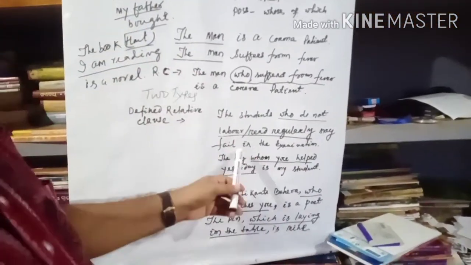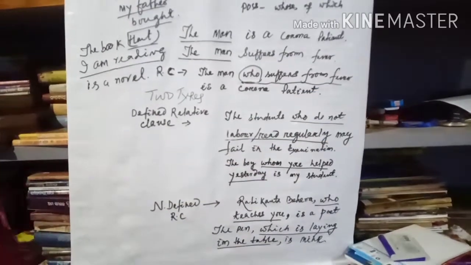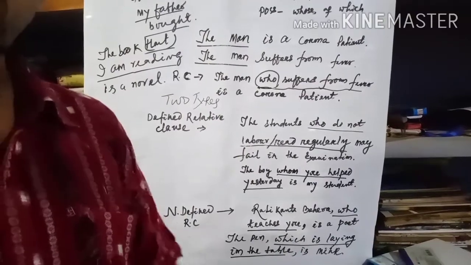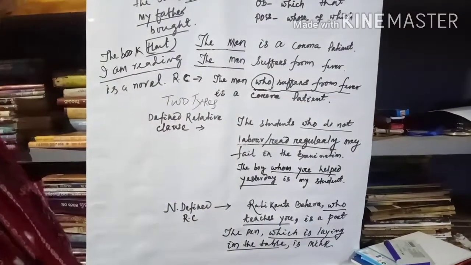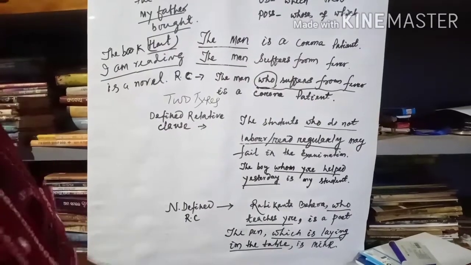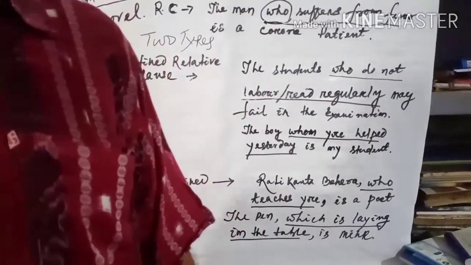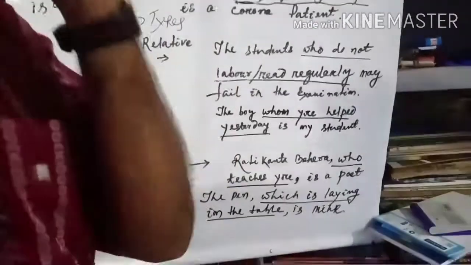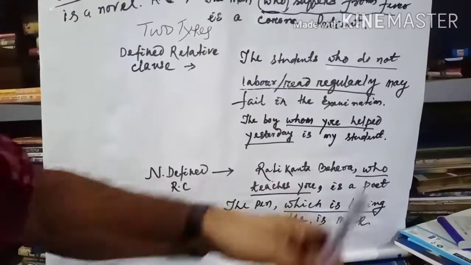And here you see the defined relative clause is not separated by a comma. That is a more important thing that you should remember. The next one is non-defined relative clause. So why is it called non-defined relative clause? We must go to the example first.